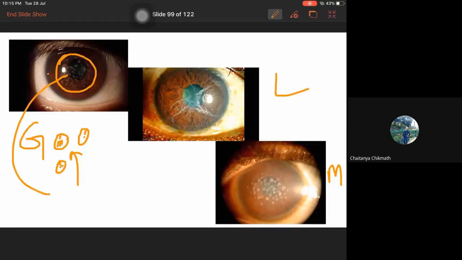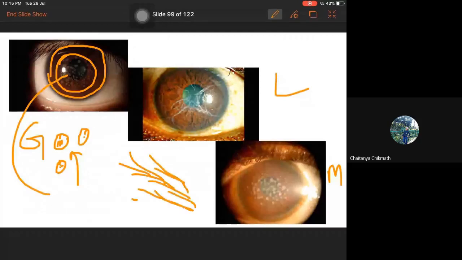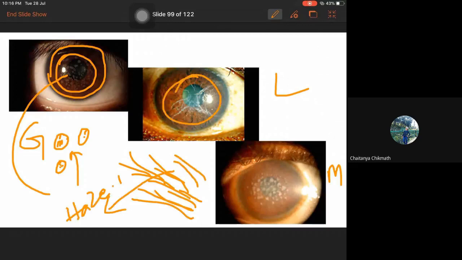But look at the lattice degeneration. In lattice degeneration, you have crisscross bifurcating lines like this, and usually there is an interface haze present here. They will have a poor vision because you don't see any clear area between the lesions. Because of that, you see a poor vision.